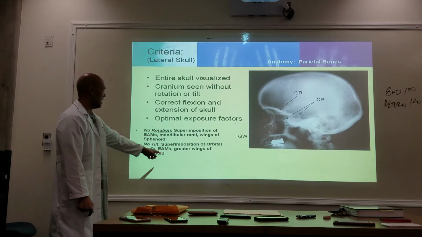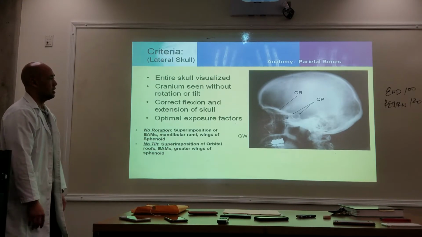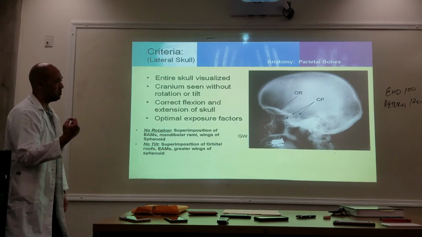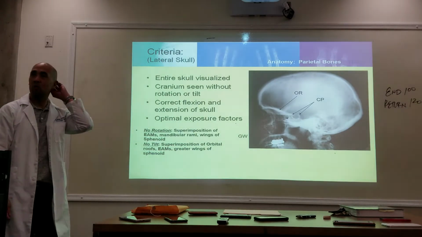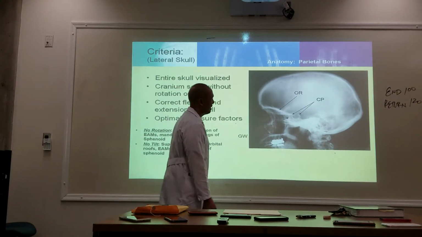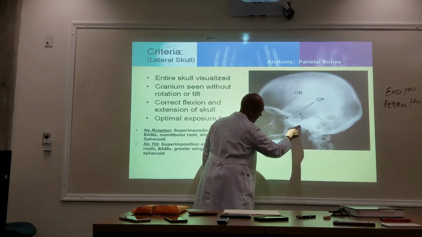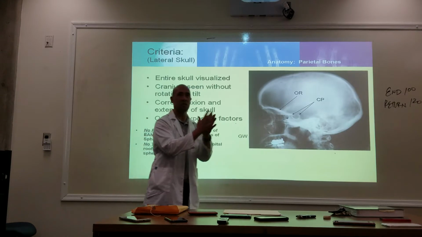Again, we're looking at the EAMs as well. Make sure that there's one hole. So that's what we look at to make sure that we have a true lateral skull. If there's rotation, if there's tilt, you're going to see two of these. They're not directly superimposed.